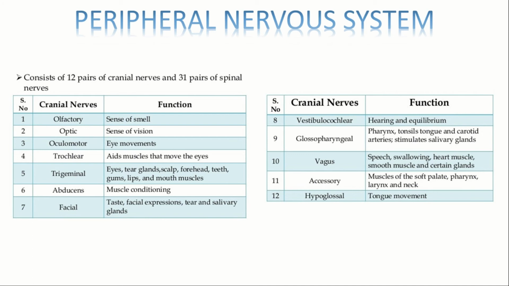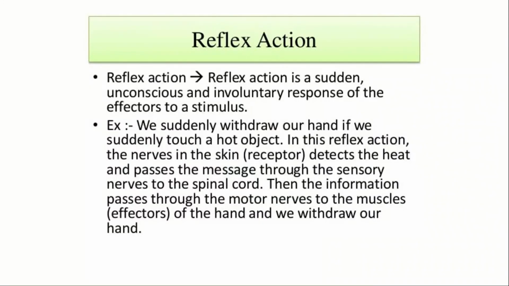One is olfactory. Olfactory is the sense of smell, and optic the sense of vision. And facial, the taste and facial expression. Only 2 or 3 you can memorize. Olfactory, sense of smell, optic, sense of vision, and facial, taste, facial expression, tear and salivary glands. The only one thing you have to memorize in this part is that the peripheral nervous system consists of 12 pairs of cranial nerves and 31 pairs of spinal nerves. These are the numbers you have to memorize.